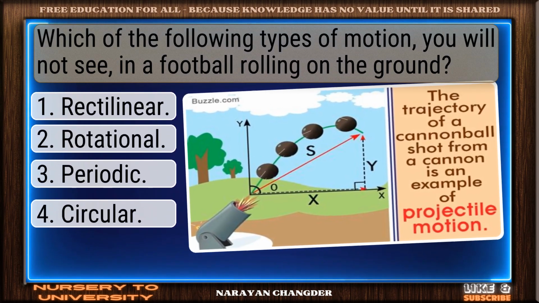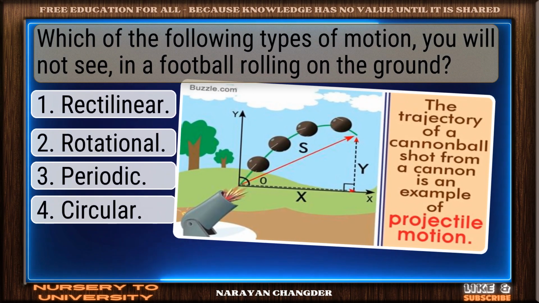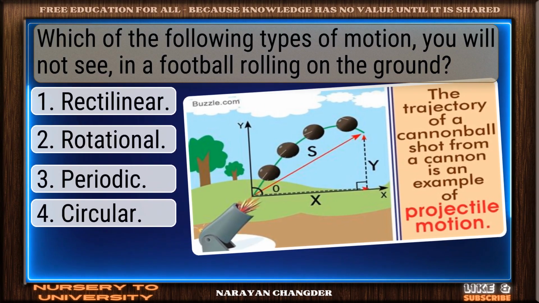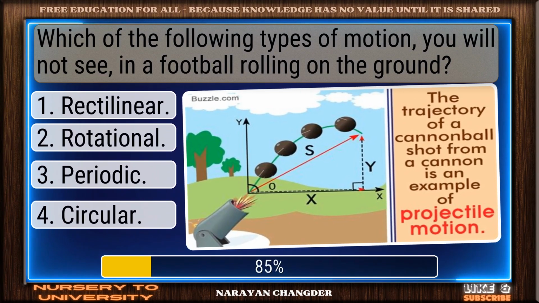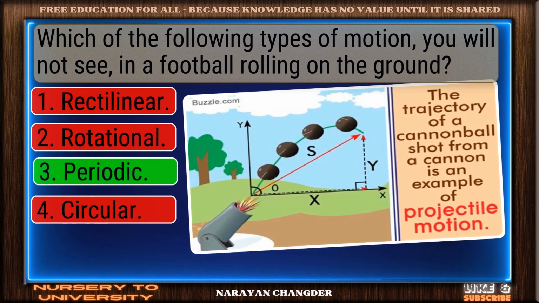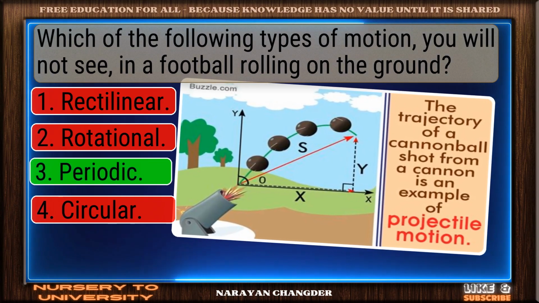Which of the following types of motion you will not see in a football rolling on the ground? Strong choice. Periodic is the right answer.